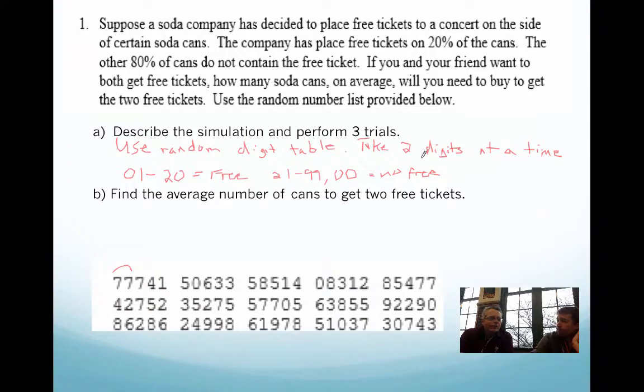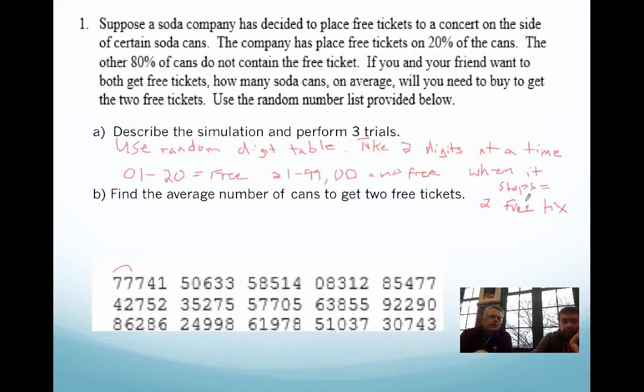The last thing, not a lot of room, Mr. Lewis. But the last thing is we have to describe when it stops. So each of these is a component. Selecting one can is a component. The component is the most basic part of the experiment. For the trial, we have to describe when the entire experiment ends. So the experiment ends when we get 2 free tickets. So we describe what we're using, how the numbers are assigned, and how it ends.